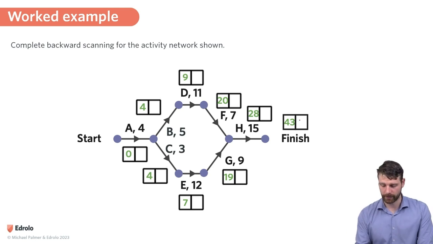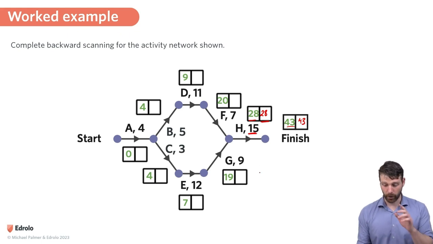So the first step was to put 43 in this box. And then we look at the next activity to work out what's the latest start time of H. Well, the earliest start time of H is 28, and H takes 15 minutes to complete. And I know that 28 plus 15 is 43. So H can't wait. There's no slack time here. We have to put in 28. So to get that, I did 43 minus 15.